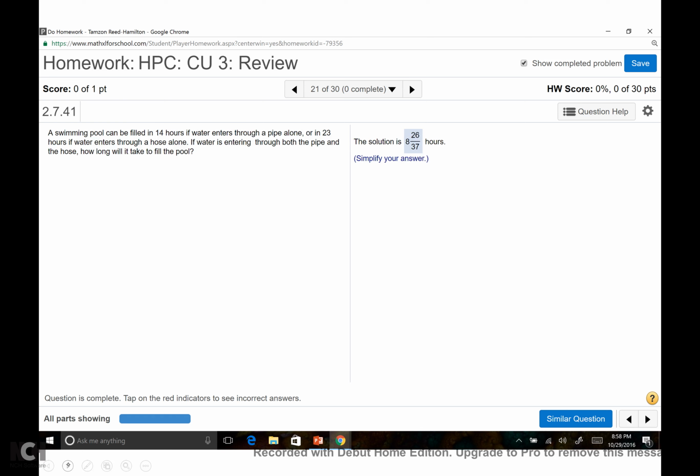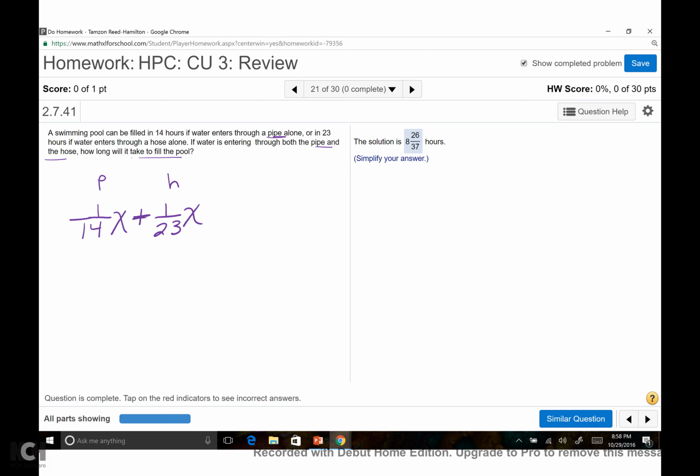21. It says, a swimming pool can be filled in 14 hours if water enters through a pipe alone, or in 23 hours if water enters through a hose alone. If water is entering through both the pipe and the hose, how long will it take to fill the pool? Well, the pipe alone can fill 1/14 of the job per hour. Okay? And for the hose, it can fill 1/23 of the pool per hour.